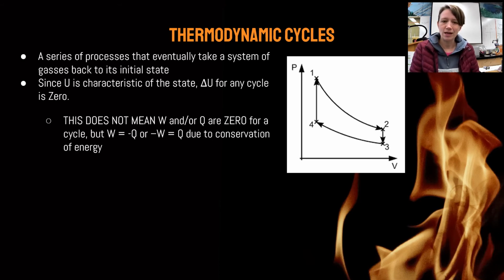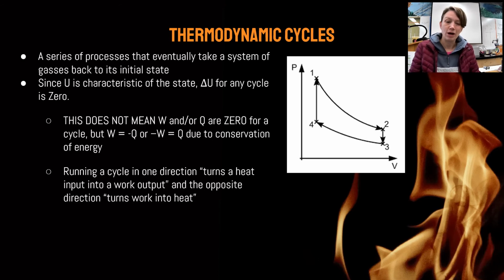So what we end up getting is work is equal to negative Q, or negative work is equal to Q, depending on how you write the equation, based on conservation of energy for any cycle. So functionally, what happens here is that running a thermodynamic cycle allows humans to turn heat into work out, or work into heat. And those are both really important for us.